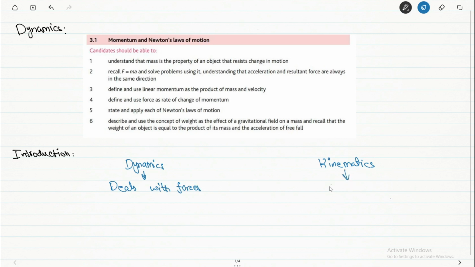And kinematics is the branch of motion, or mechanics, which does not deal with forces. So now, as you can guess, in dynamics we are going to study forces, and these two together make the branch of physics called mechanics, which is the branch in physics that deals with motion of objects.